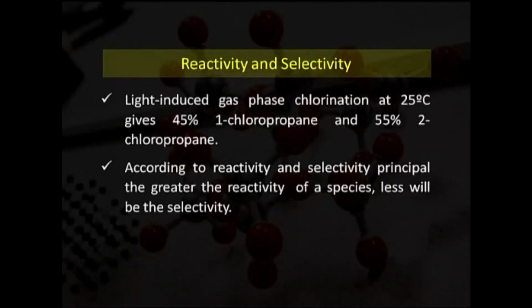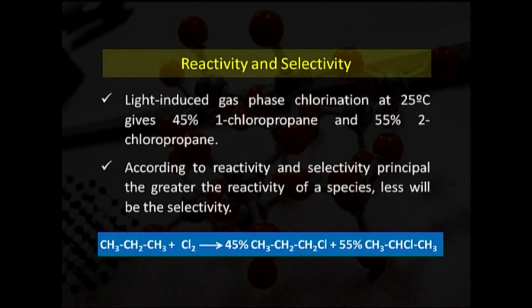According to the reactivity and selectivity principle, the greater the reactivity of a species, the less will be its selectivity. Here we are seeing that in this equation, CH3CH2CH3, when reacting with the chlorine molecule, gives 45% 1-chloropropane and 55% 2-chloropropane. Here the chlorine atom is attached to the second carbon atom. So, here is a difference due to the reactivity and selectivity process.